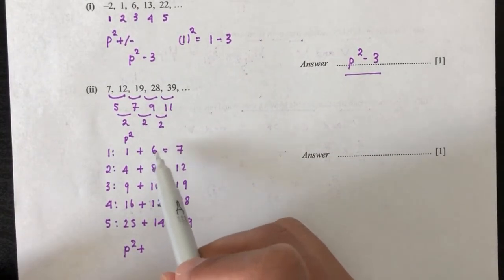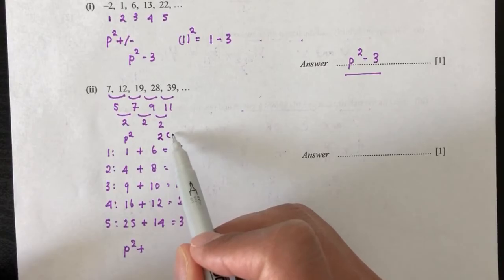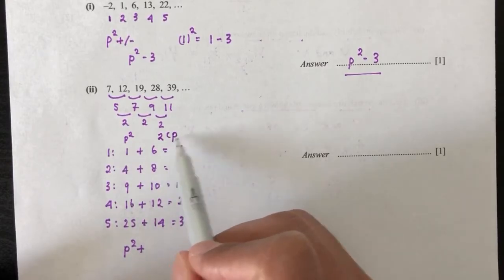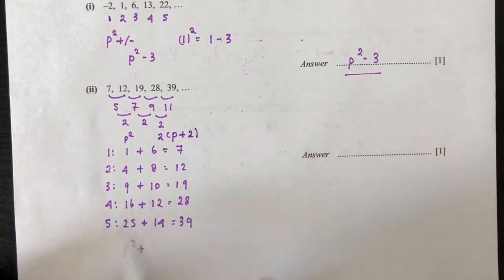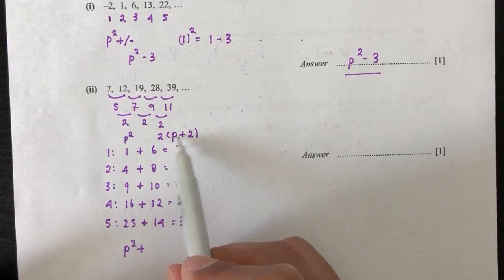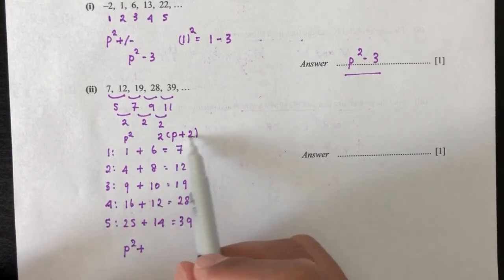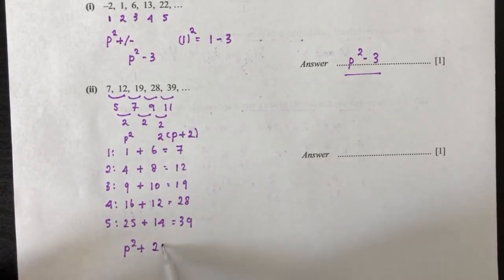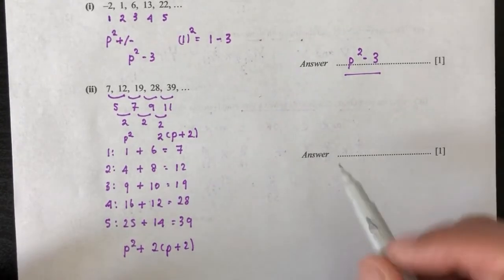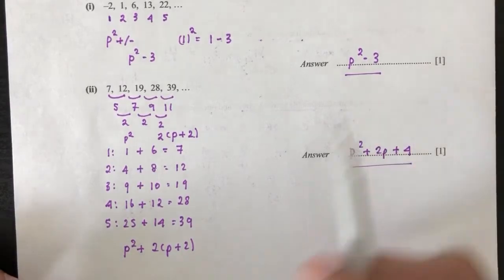So for 6, it is what? So in terms of p, it will be 2 times p, which is 1, plus 2. So as you can see, if you go to the second term, it will be 2 times 4 will be 8, 3 times, so 3 replaced here will be 3 plus 2 will be 5, 10, that will be 6, 12, 5, so it has to be 2p plus 2. So your answer will be p squared plus 2p plus 4. That is for part 2.